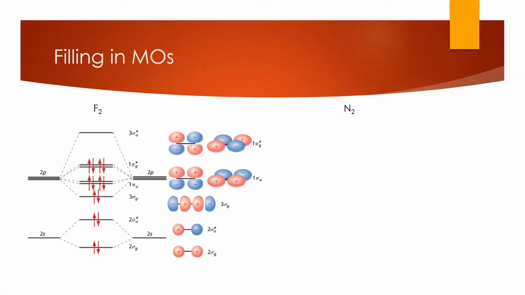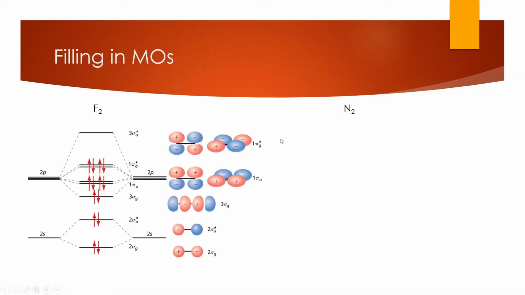So fluorine has 7 valence electrons, so diatomic fluorine should have 14 electrons. And we just fill them in from bottom to top using the same rules that we've used before. So we have 1, 2, 3, 4, 5, 6, 7, 8, 9, 10, 11, 12, 13, 14. And we get the MO diagram for diatomic fluorine. We'll talk about this in class, and we'll see this in the next lecture.